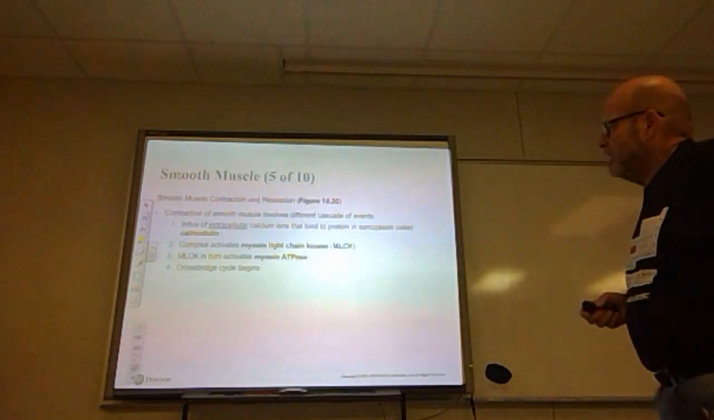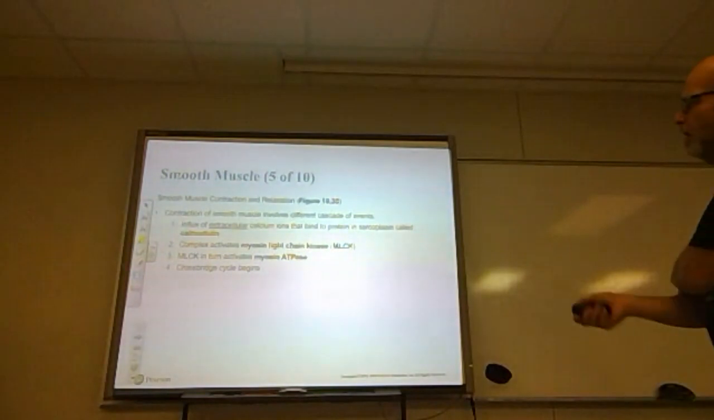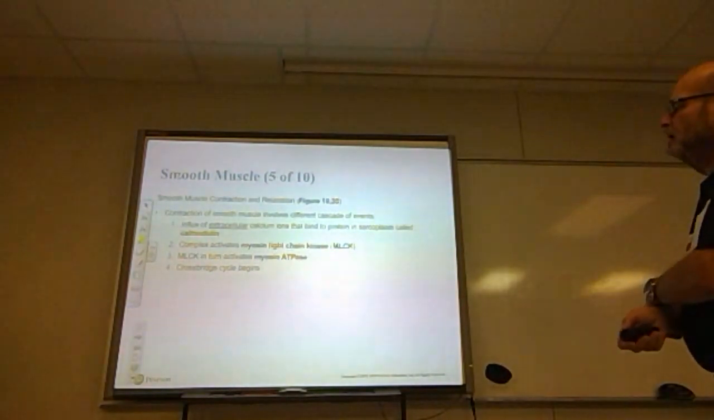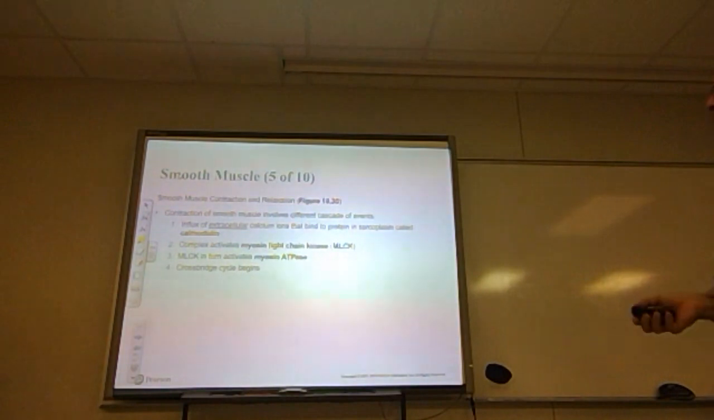Smooth muscle contraction and relaxation. Smooth muscle involves different cascading events. You have an influx of extracellular calcium that binds to the protein in the sarcoplasm called calmodulin. The complex activates the myosin light chain kinase, or MLCK. The myosin light chain kinase, in turn, activates the myosin ATPase.